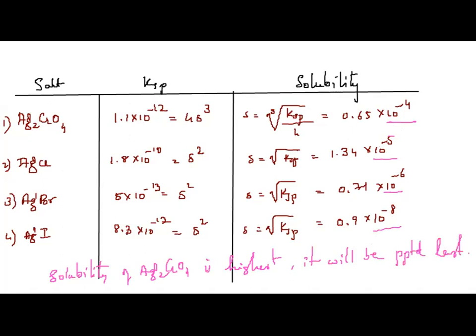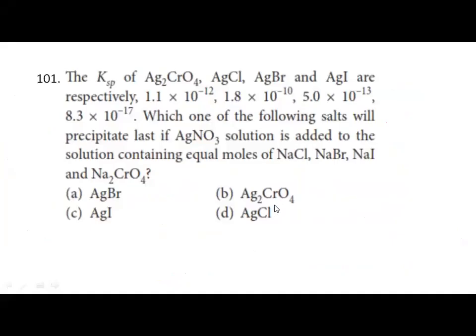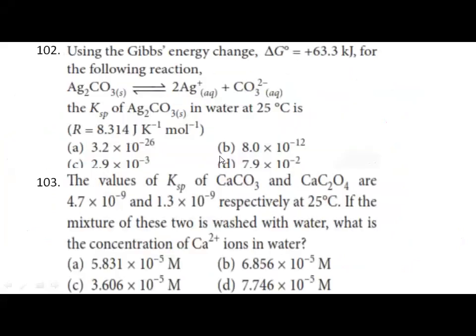So we have solubility and solubility product. By that, we'll understand which will precipitate at the last. So, which is the correct option? It is option B. Next question.